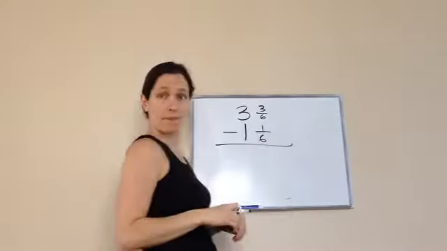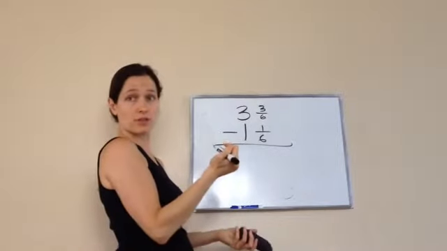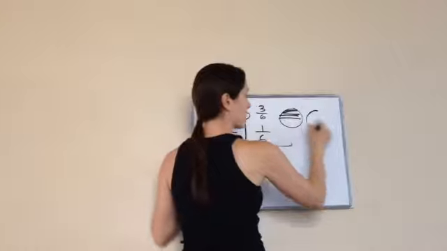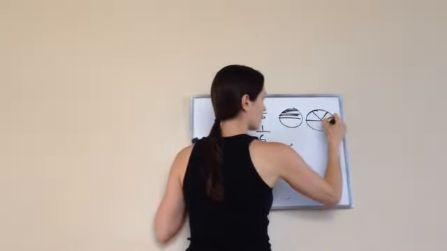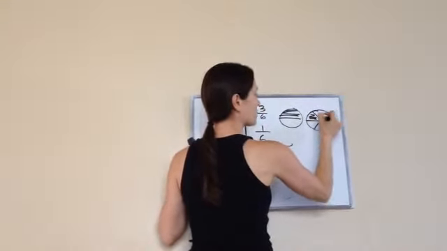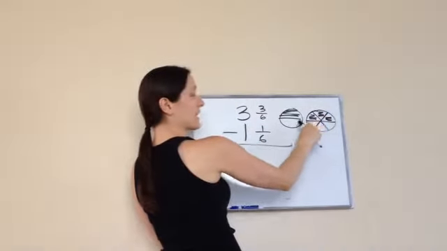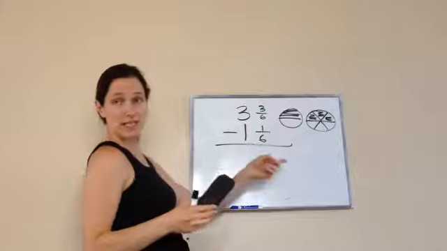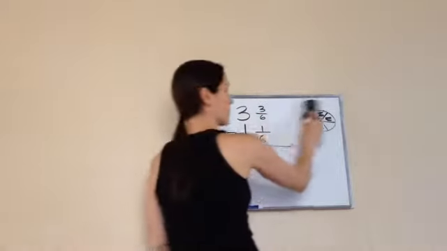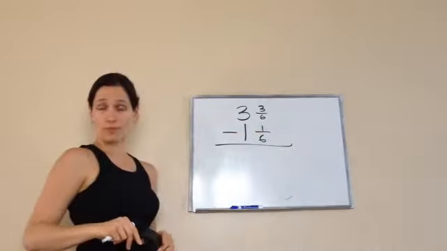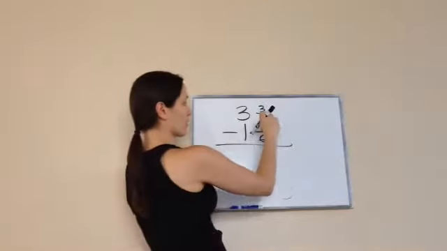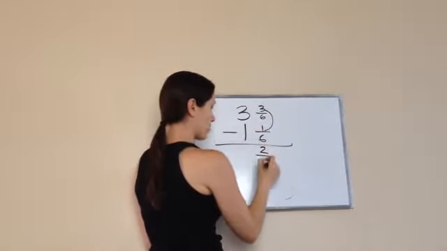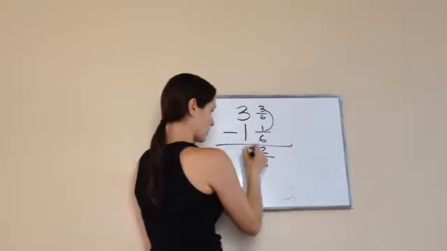You see that? Now we have the same denominators. 3/6 and 1/2 are the same thing. We're just trying to get it to a place that you can do both numbers. Okay. So now what do I do? 3 minus 1 and get 2. Bring down our 6. 3 minus 1 is 2.